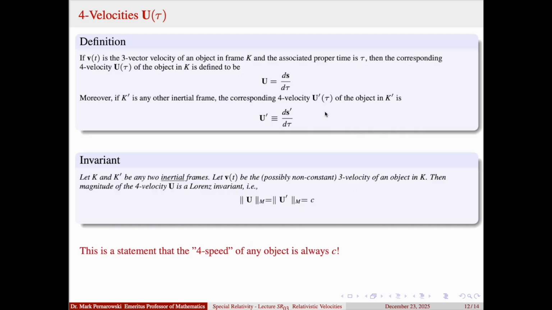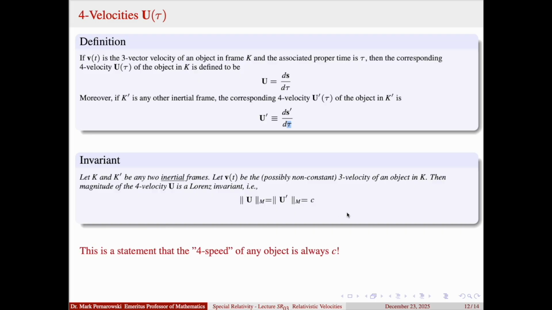In the other frame k prime, it will be the position in k prime with respect to the proper time. So they're slightly different. There's the four velocity in k, and there's the corresponding four velocity in k prime, and they're both with respect to proper time. A consequence of this is the following invariance theorem.